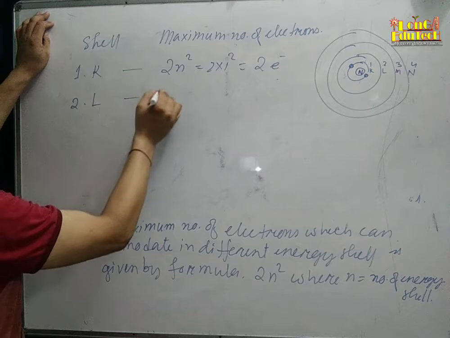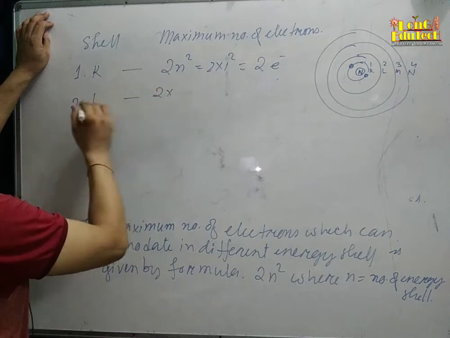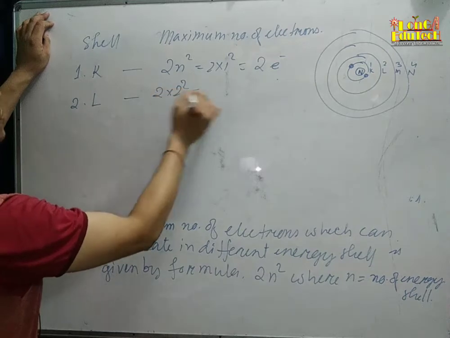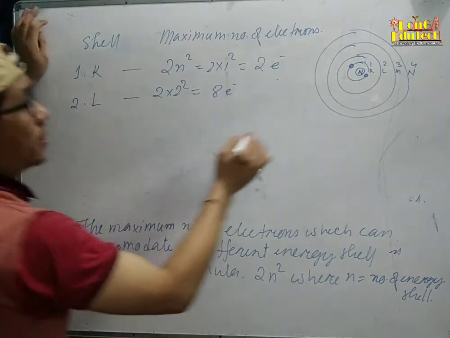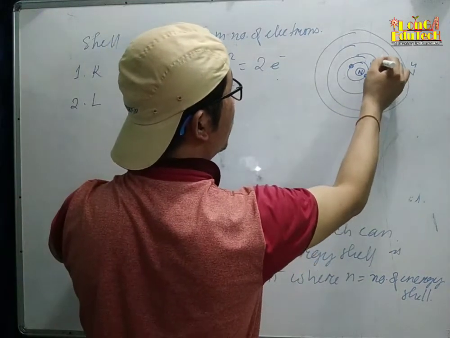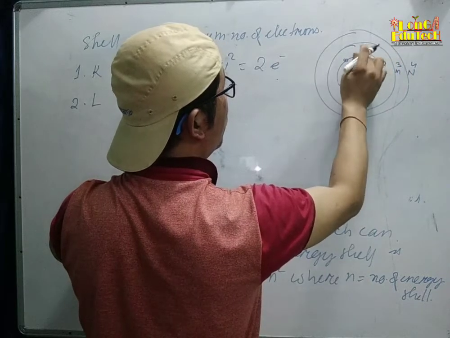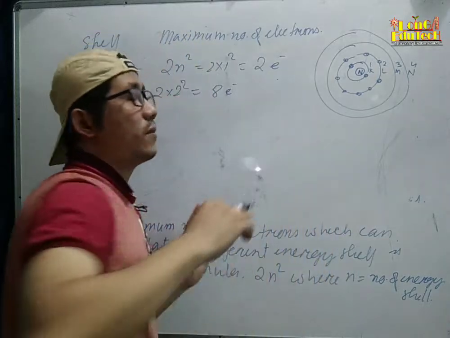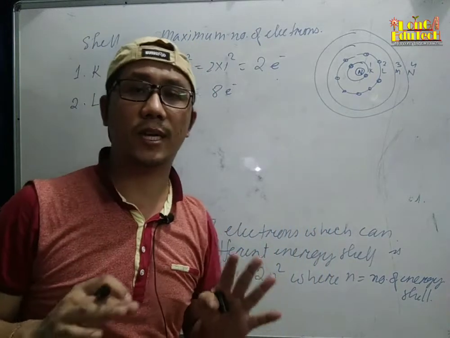Here it is 2 into n squared, and the value is 2, so 2 squared is 4, and 4 into 2 comes to 8 electrons. That means in this L cell, 1, 2, 3, 4, 5, 6, 7, 8, a maximum of 8 electrons you can accommodate here.